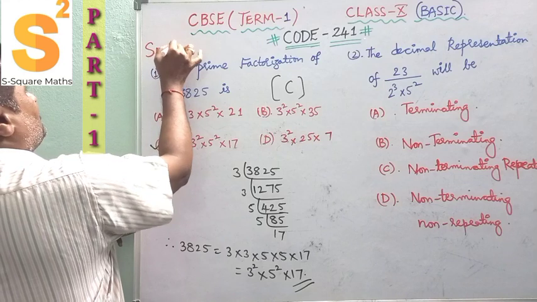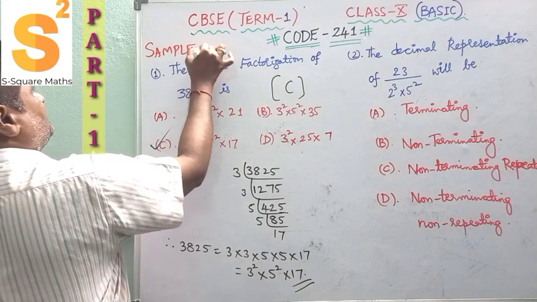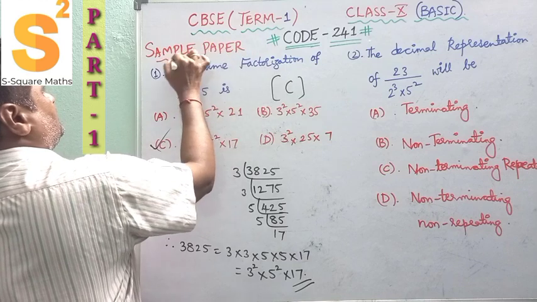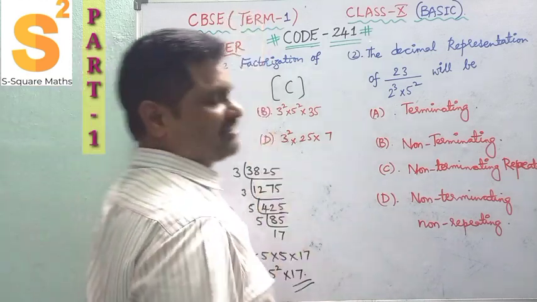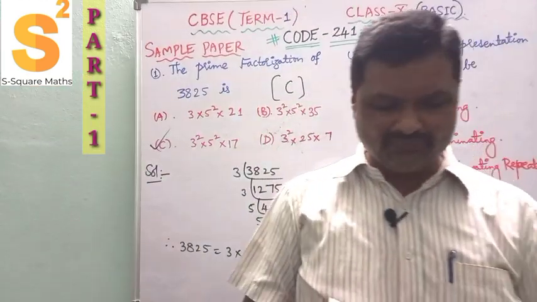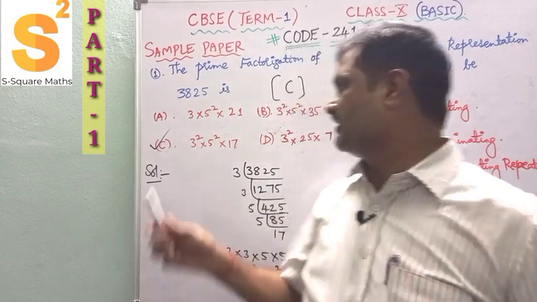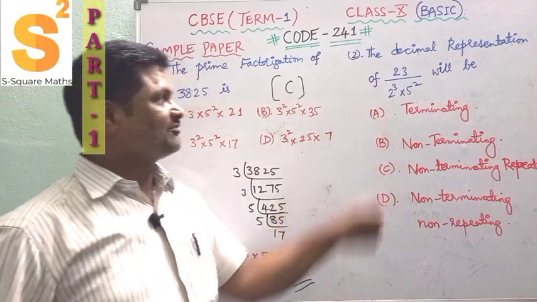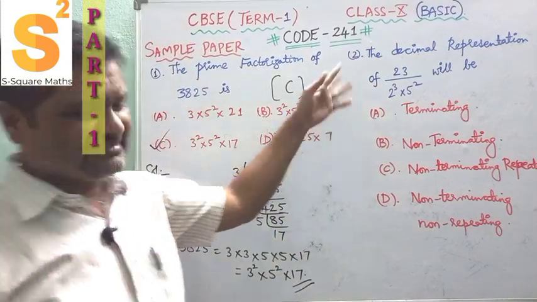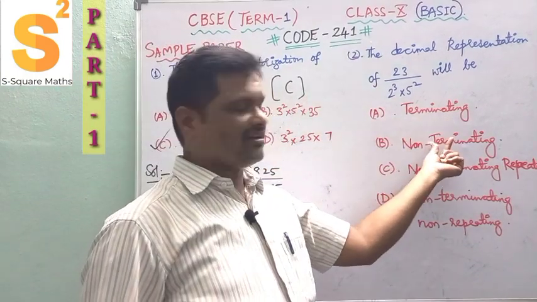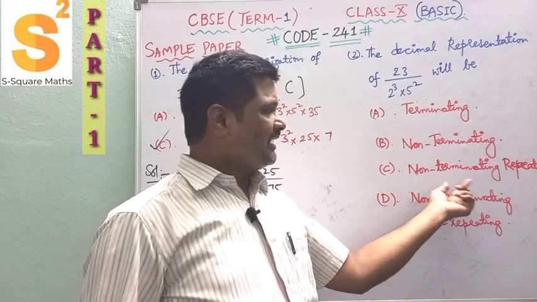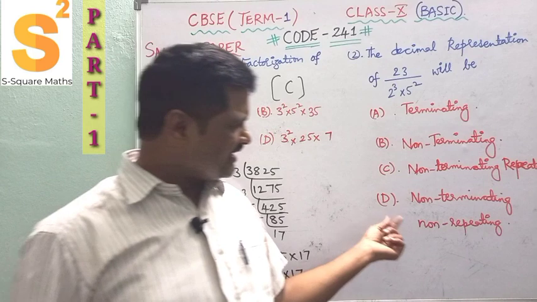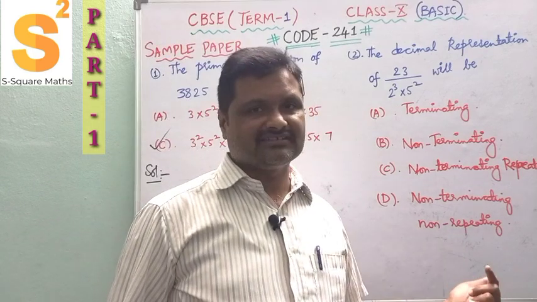Some sample papers were released by the CBSE board two months back. So like this, that was the first one. Let us go through the second one, the decimal representation of this number. Is it terminating, with remainder 0, or non-terminating? Non-terminating repeating means the bar form. Non-terminating non-repeating means an irrational number.